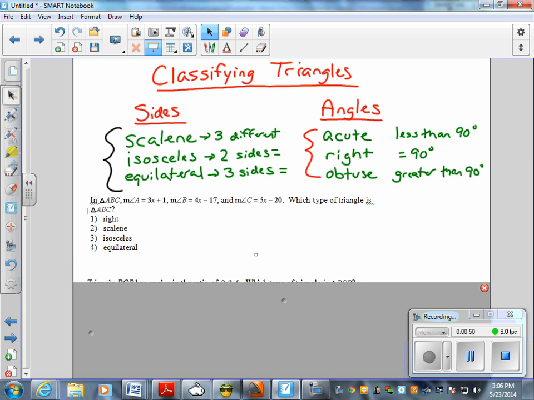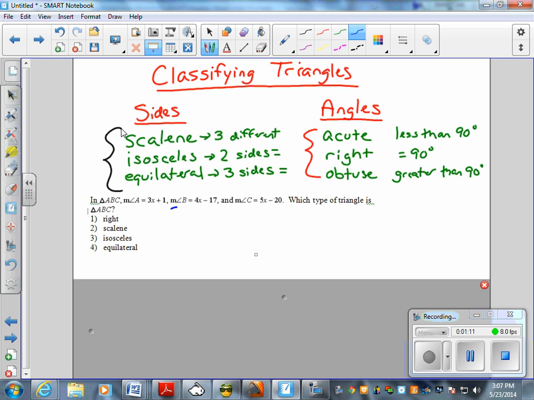So now we're going to take a look at an example problem. Our example problem talks about a triangle with three points, A, B, and C. We need to determine which type of triangle it is based on the three angle measurements given to us. However, we don't have any of the angle measurements. So what we need to do first is figure out what x is going to be. We can do that by using our triangle sum theorem and adding together all three angles to total 180 degrees.